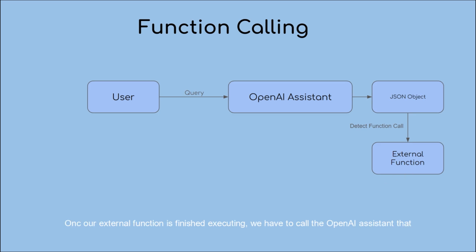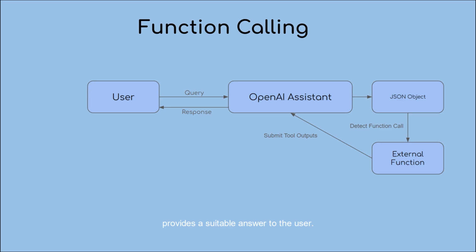Once our external function is finished executing, we have to tell the OpenAI Assistant that the external function call is finished. For that, we use submit tool output. It's a way of telling that the external function is executed, then the assistant reads it and provides a suitable answer to the user. Okay, let's look at the assistant flow.